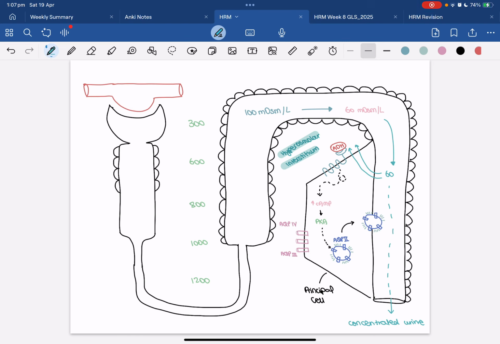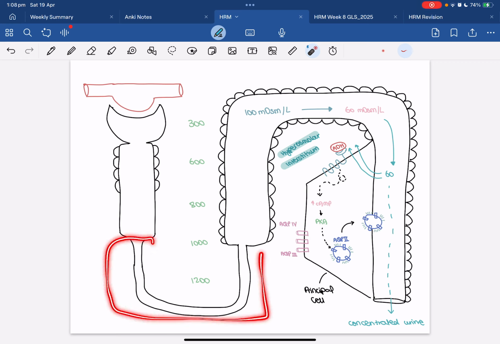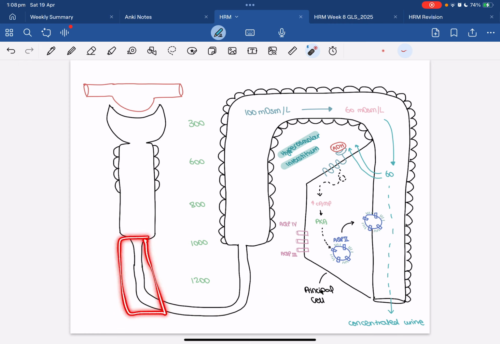So today we're going to have a look at the countercurrent mechanism of the kidney. Now, first of all, when we're looking at a nephron, the loop of Henle has two limbs. We can see that this one is the descending limb, this is the ascending limb, and they're both thin. The descending limb is permeable to water but not to solutes, so it helps to allow water to exit into the interstitium.